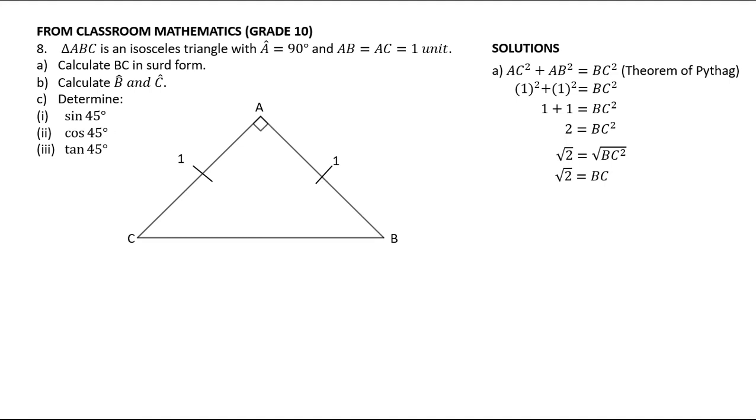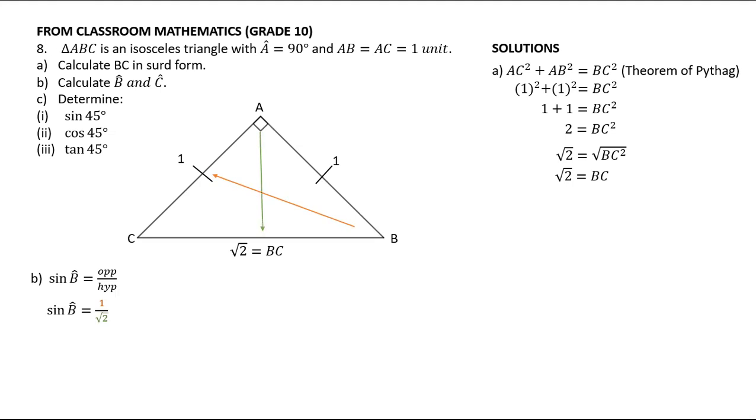Now, in B, you've been asked to calculate angle B as well as angle C. What I did is that I simply used SOHCAHTOA. I'm sure you guys know SOHCAHTOA by now, where you know that sine of B will be opposite divided by hypotenuse. Now, which will simply be 1 over the square root of 2. How did I get this? The side that is opposite to angle B is that 1. That's why we have 1 in the numerator, and the hypotenuse, BC, is the square root of 2, which is the longest side.